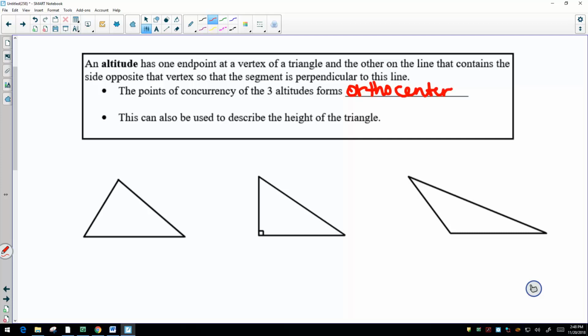A lot of times we hear the word altitude also connected with the height of a triangle. So anytime you're trying to measure the height, you're looking for the altitude, or maybe they've given you the altitude, that's going to be the height that you want. So we're going to take a look at our last picture.